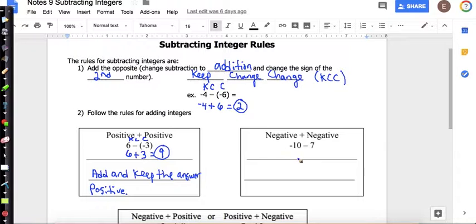So let's look at the next example. We have -10 minus 7, so KCC. We're going to keep the -10. We're going to change the subtraction to addition, and we're going to change +7 to -7. 10 negatives plus 7 negatives equals 17 negatives. And what we did here is we added. So add and keep the answer negative.